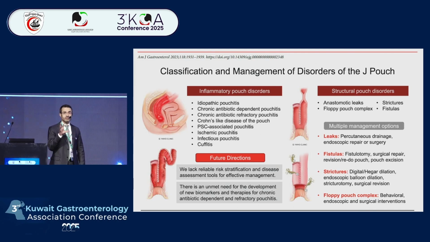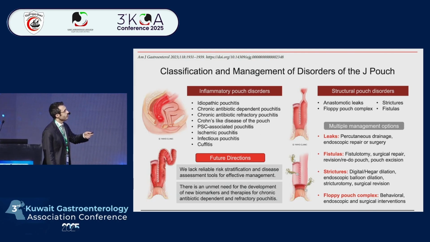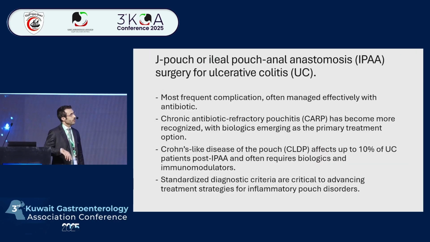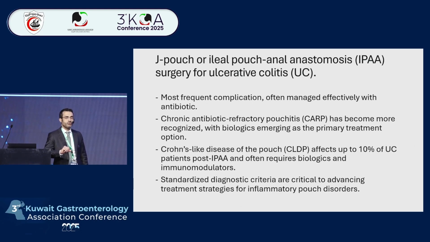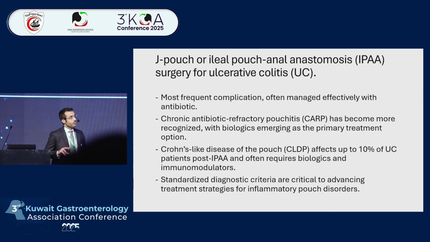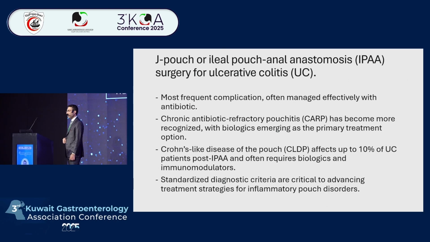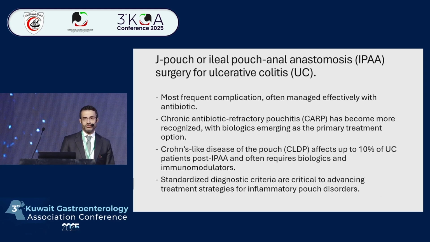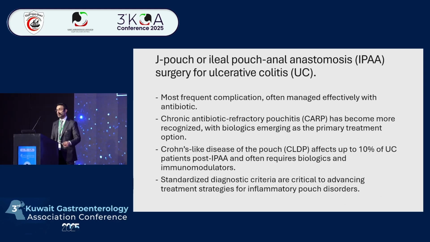Diseases of the pouch can be inflammatory or structural. The J pouch, or ileal pouch anal anastomosis, can have inflammation, which we call pouchitis. Pouchitis is the most common inflammation that happens in the pouch post surgery, and usually it's idiopathic pouchitis. Chronic antibiotic-refractory pouchitis is becoming more common nowadays, with some patients having refractory disease, and usually they need biologic or advanced therapy.